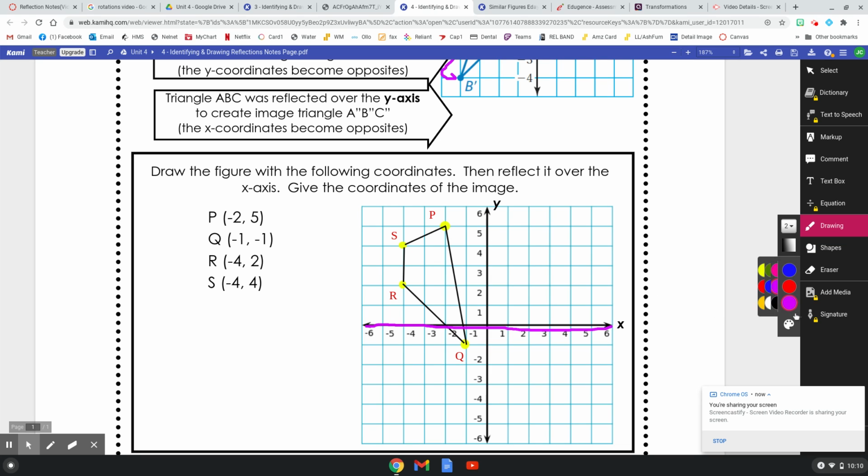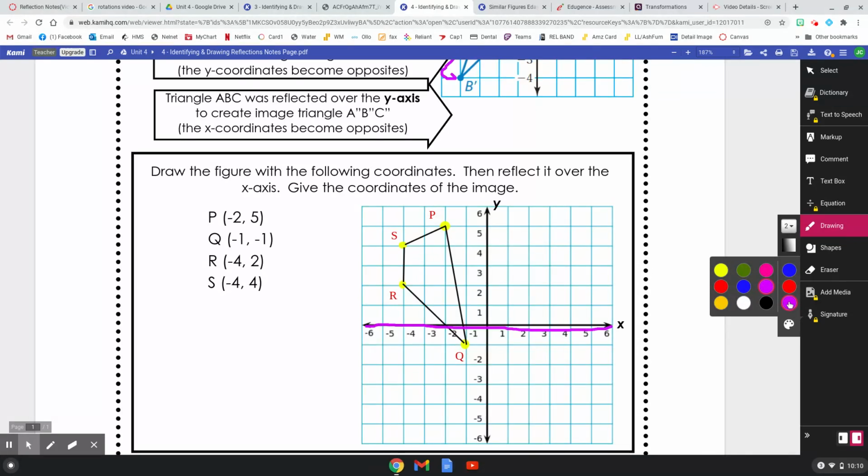All right, so we're going to look at moving this over our x-axis. So we're going to take each point and move it towards the x-axis and then the same amount of times on the other one. So since our points start at P, we're going to move it down to the x-axis. So we're going to move 1, 2, 3, 4, 5. So now on the other side of our x-axis, we're going to go 1, 2, 3, 4, 5. And our new point would be there.